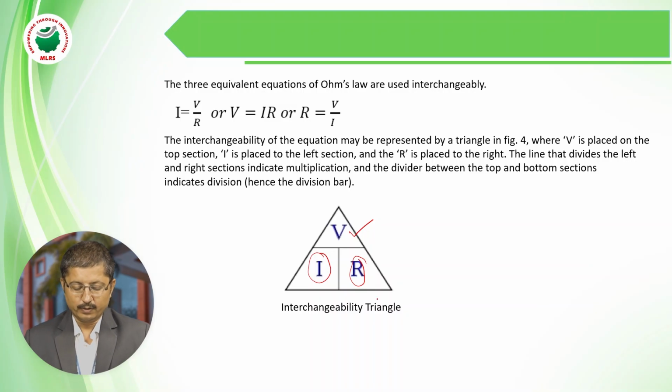V is placed in the top section, I is placed in the left section, and R is placed in the right section of the triangle. The line divides the left and right side, which indicates multiplication, and division is indicated with the top section. So this is the interchangeable triangle from Ohm's law.